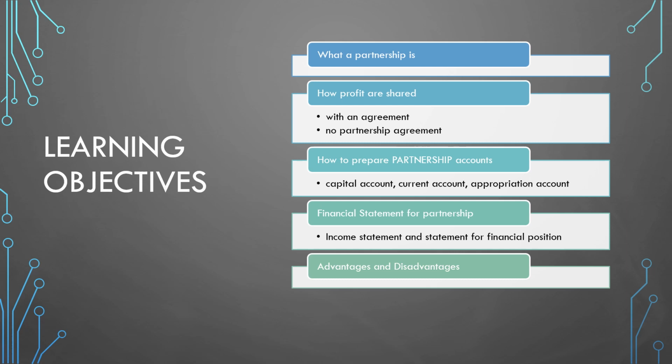So the learning objective: we're going to see what a partnership is, how the profit is shared, whether with an agreement or no partnership agreement. And then how to prepare the partnership accounts. The partnership accounts involve capital accounts, current accounts, and appropriation accounts. Then we're going to see the financial statements for partnership. We do have the income statement as well as the statement of financial position. And lastly, we're going to see the advantages and disadvantages of partnership.